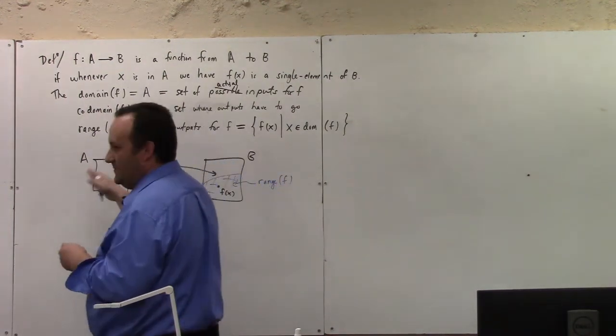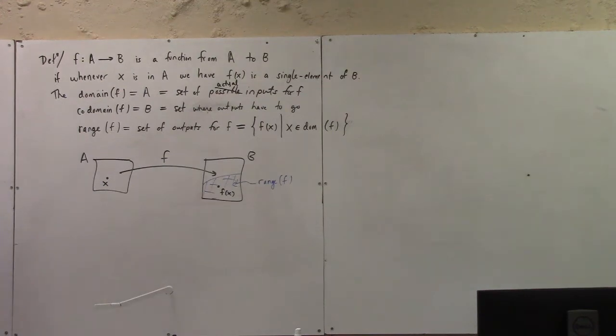The domain has to be the whole of A. That's just the way we make the definition. But the range doesn't have to be the whole of the codomain. Let me give you an example.